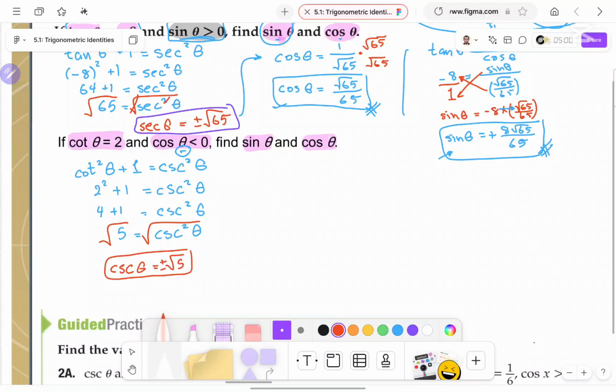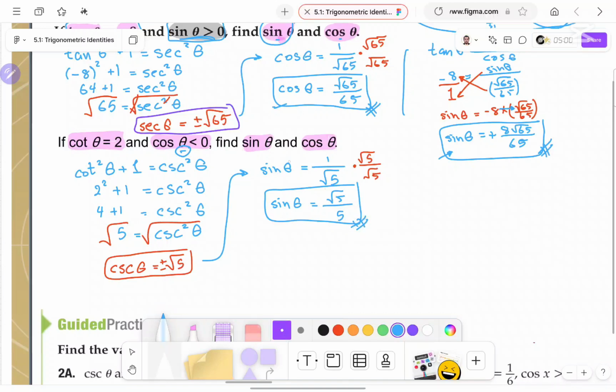Now from the cosecant, I can find sine. So sine theta is equal to 1 over square root of 5. Now I have to multiply both numerator and denominator by square root of 5. The final answer will be sine theta is equal to square root of 5 over 5. We're done. We found sine.